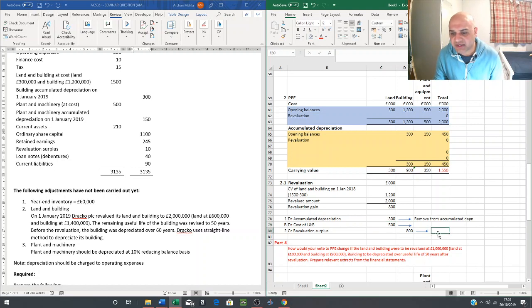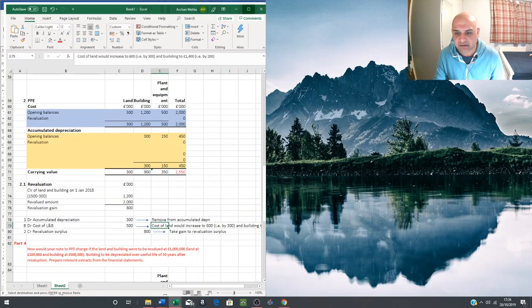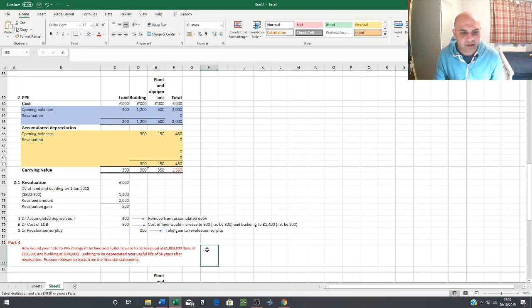Okay, so now let's put the details for these two items. So the gain will need to be taken to revaluation surplus, and this 500 is going to increase the cost of land and building. So cost of land would increase to 600,000 as given in the question, remember, 600, and building will go up to 1.4 million, so increase by 200. Cool. So that's what we want to do now.